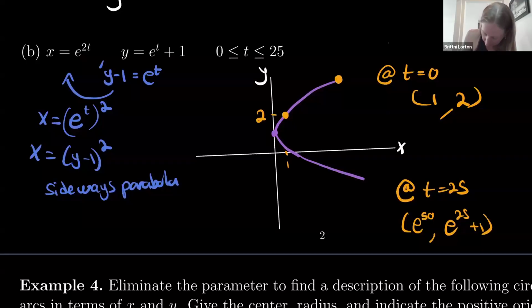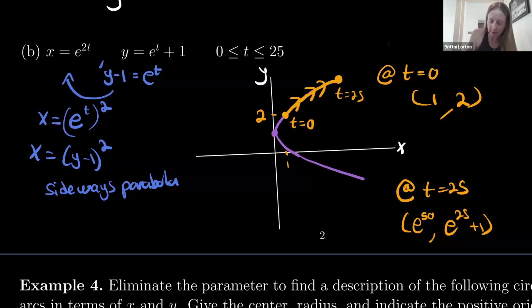But somewhere way up here, this was my time equals 25, and then this is the time equals 0, which means now you know the order, the direction of travel, and you know the rest of that parabola was not part of the graph. Ta-da!